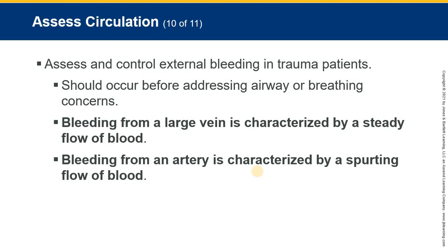Bleeding from any large vein is going to be just a steady flow. Think of when people get big cuts on their head, where it just keeps bleeding and it's kind of seeping out, or just flowing out. That's going to be venous blood. It'll be a little bit darker than arterial blood, but if someone gets their arteries cut, it's going to be a spurting flow of blood that's going to be bright red.